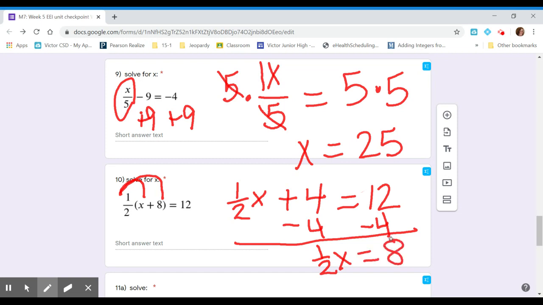Some of you stopped here, but half of x is 8. We need the whole thing. So we need to multiply by 2. I'm running out of space here. So 2 times 1/2 gives us 1x. 8 times 2 is 16. So therefore x equals 16.